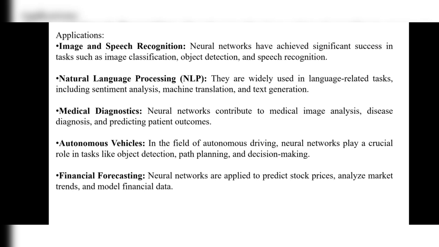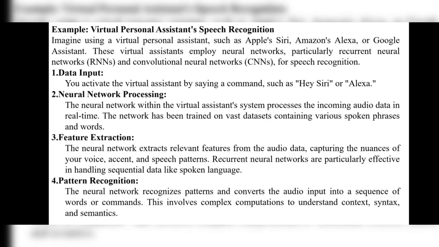Next, natural language processing. They are widely used in language related tasks including sentiment analysis, machine translation, and text generation. Medical diagnostics. Neural networks contribute to medical image analysis, disease diagnosis, and predicting patient outcomes. What will autonomous vehicles do in the field of autonomous driving? Neural networks play a crucial role in tasks like object detection, path planning, and decision making. Next, financial forecasting. Neural networks are applied to predict stock prices, analyze market trends, and model financial data. These are the applications of neural networks.